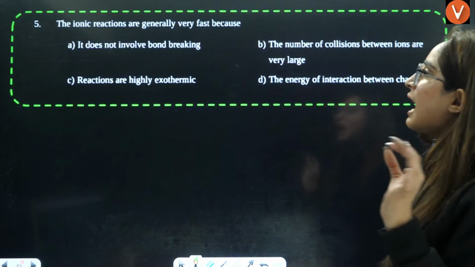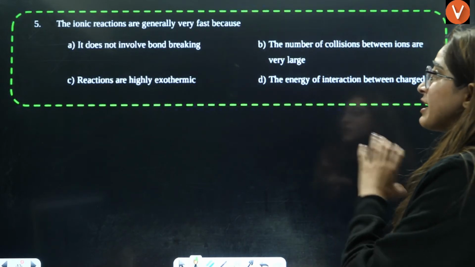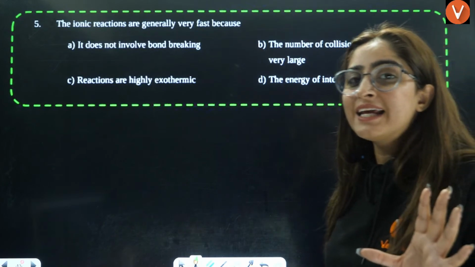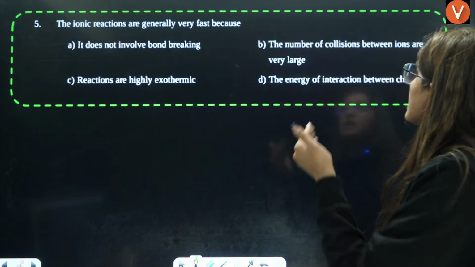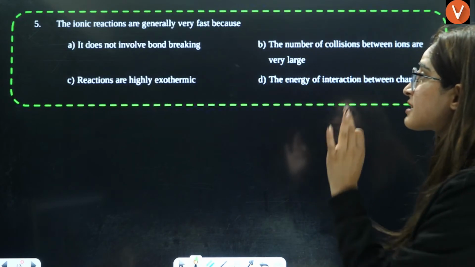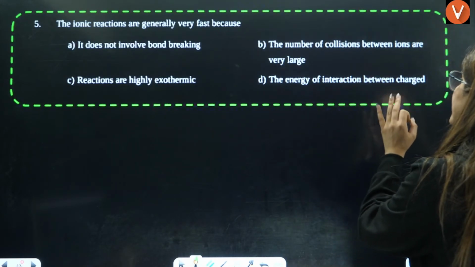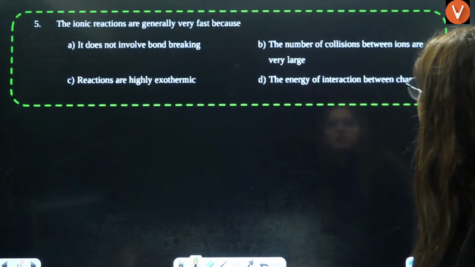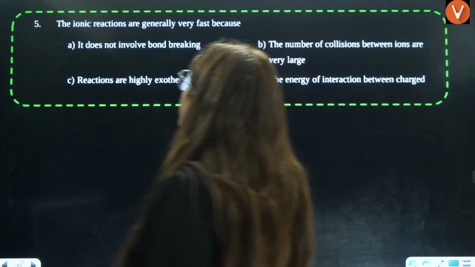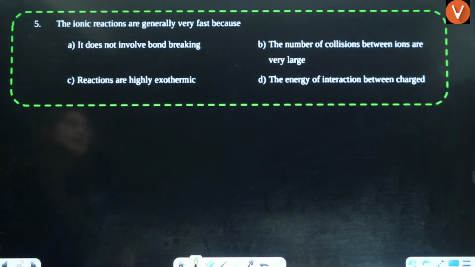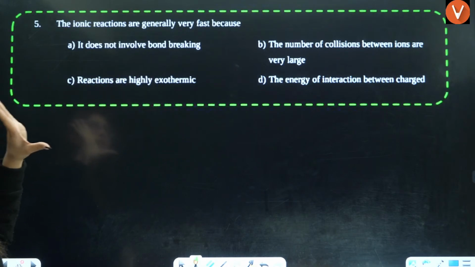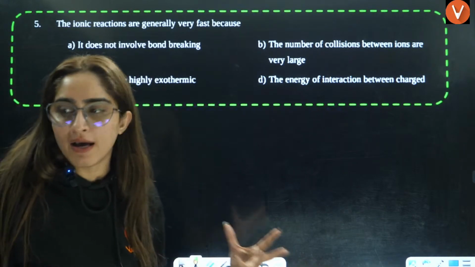Let's go. Next: ionic reactions are generally very fast because they do not involve bond breaking. Ionic reactions, why are they very fast? The number of collisions between ions is very large. Reactions are highly exothermic. The energy of interaction between charged particles, I think something is missing here, right? Reactions are highly exothermic. The number of collisions between ions is very, very large. Why do they happen so fast?